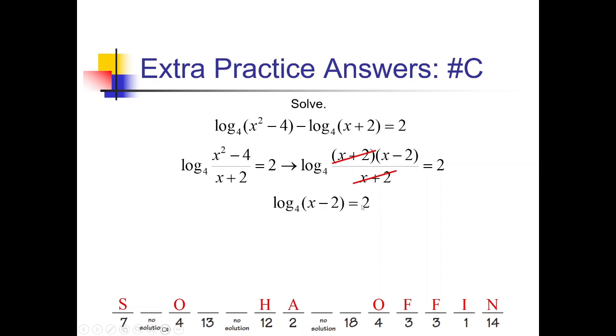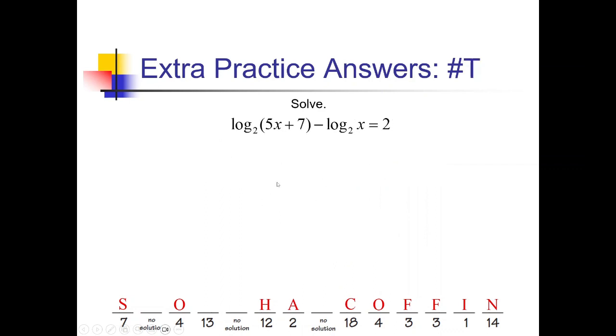Now if I raise 4 to both sides, that's going to give me something nice to solve. So if I do that, the log cancels out on the left side, leaving me with x minus 2. On the right side, 4 squared is going to give me 16. And then I just have to add 2 over there, and I get x equals 18. 18 squared minus 4 and 18 plus 2 are both positive numbers that I'll be taking the log of, so that's just fine. That means that c can go in spot 18 here.